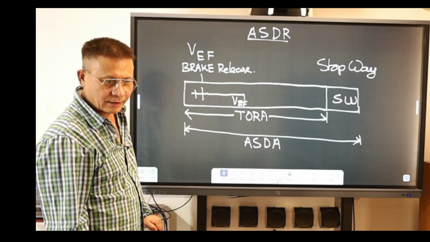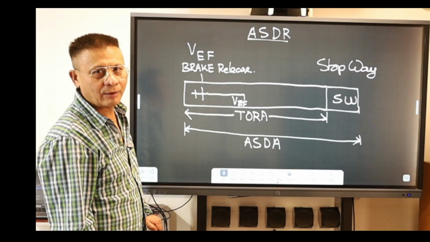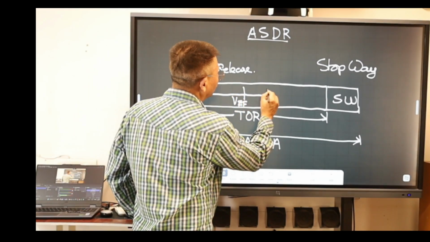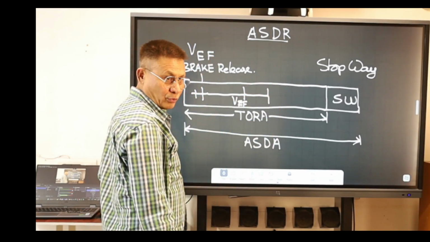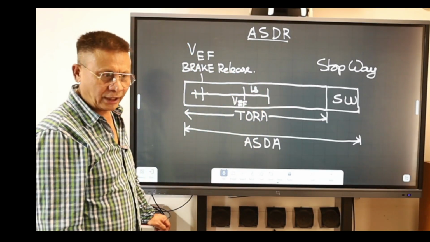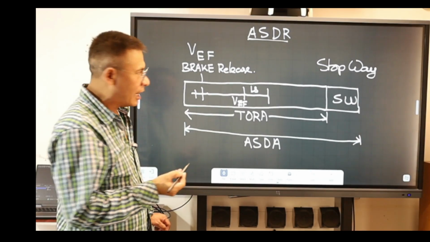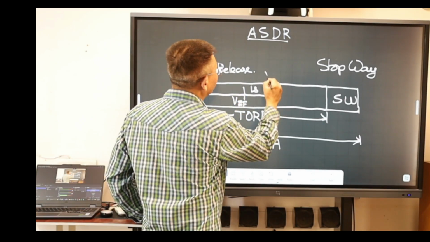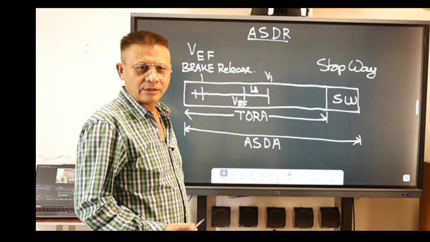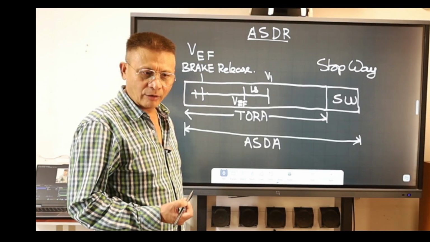After the engine fails, it is considered that the captain of the aircraft will take 1 second to recognize and react to the situation. So after engine failure, I will have 1 second to recognize and react, and the speed at which the pilot decides to reject the takeoff, in today's class, is what we call V1. At V1, the pilot has decided to reject the takeoff and initiates the actions to reject the takeoff.